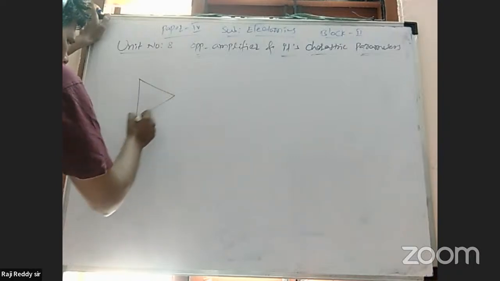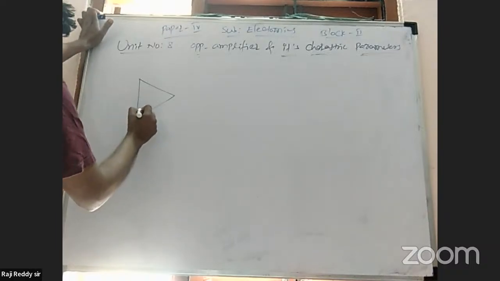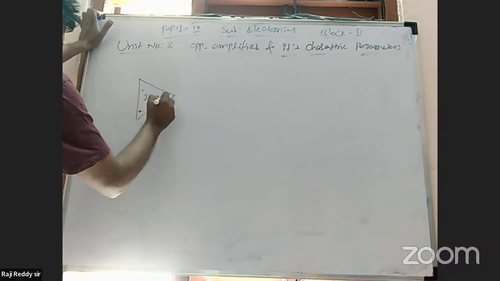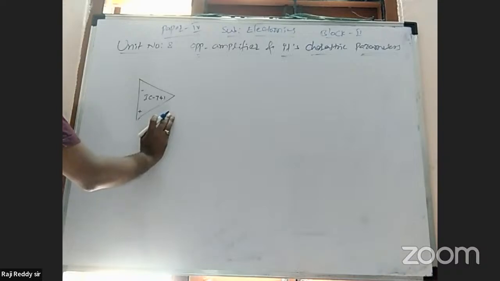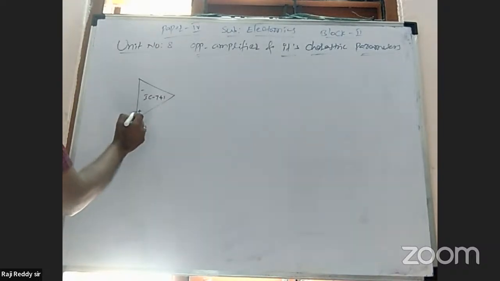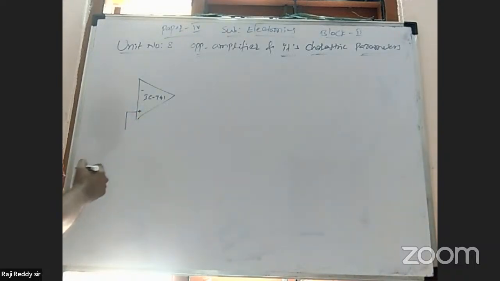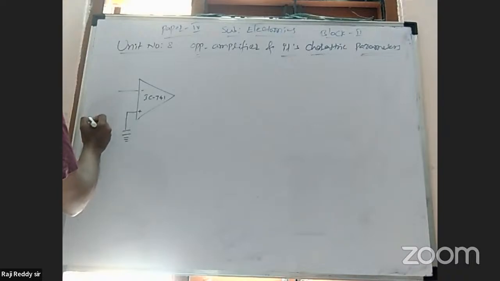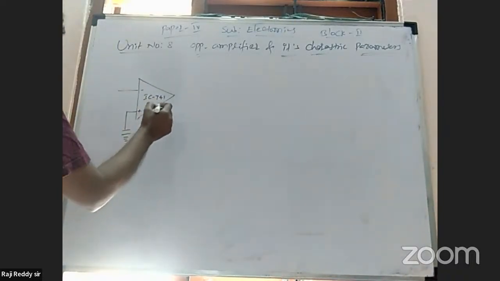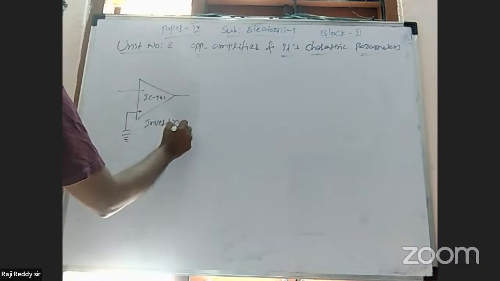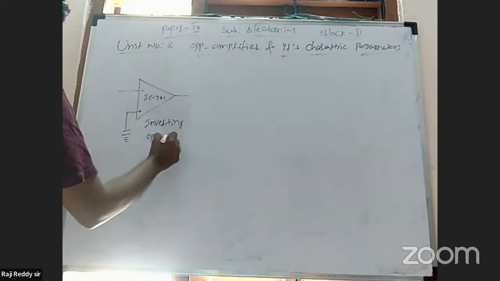Inverting operational amplifier circuit diagram. IC pin number, integrated circuit 741, which has a positive and a negative terminal. When the operational amplifier's positive terminal is connected to ground, and the negative is connected to input, this kind of amplifier is called an inverting operational amplifier.